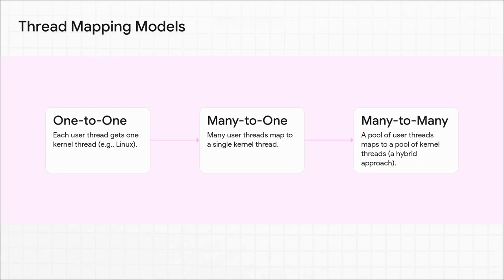Then there's the many-to-one model. This one is really lightweight because you're piling a whole bunch of user threads onto just a single kernel thread. But it brings back that old blocking problem. If that one kernel thread blocks, all your user threads are stuck. And finally, there's the many-to-many model. This is the hybrid approach. It tries to be clever by mapping a big group of user threads onto a smaller group of kernel threads. It's flexible for sure, but man, it gets really complicated really fast.